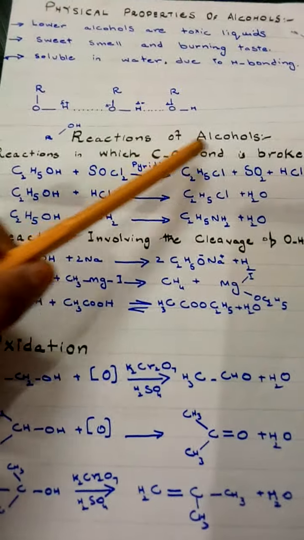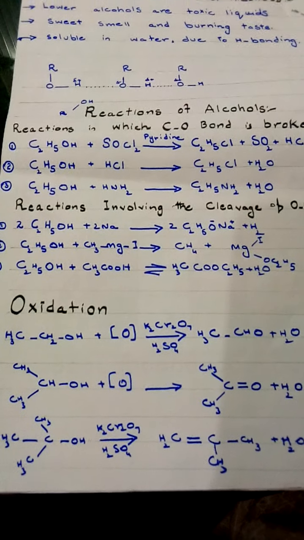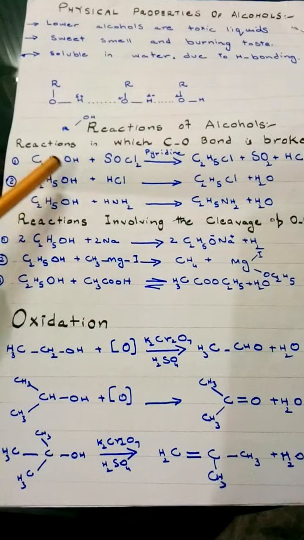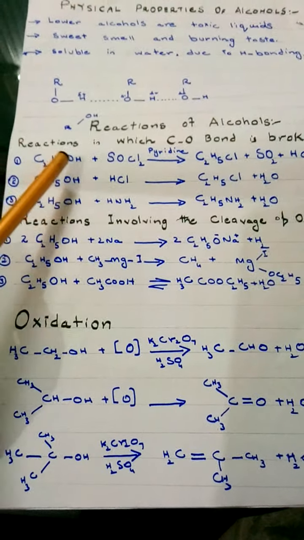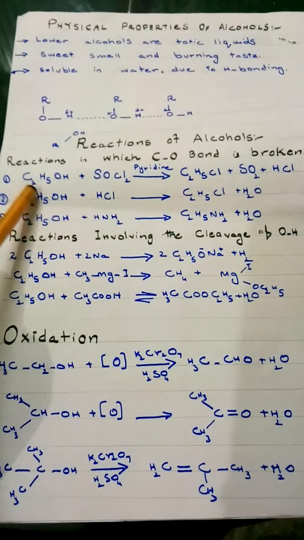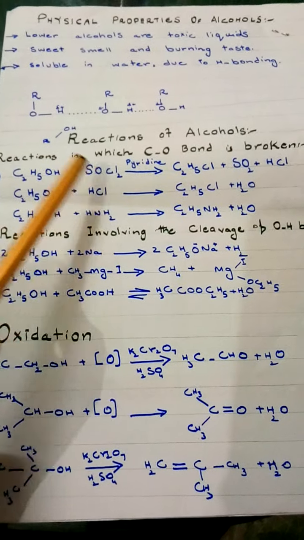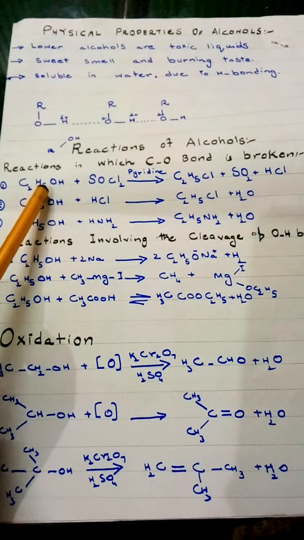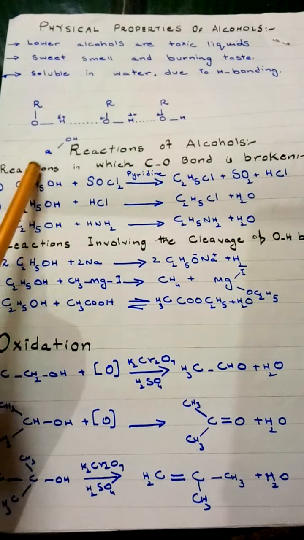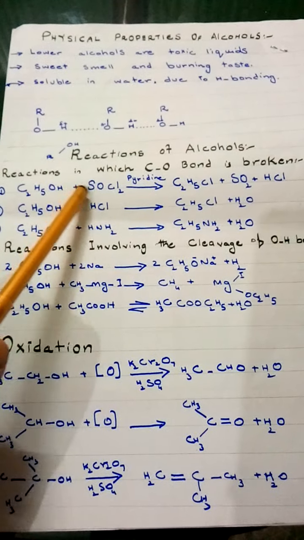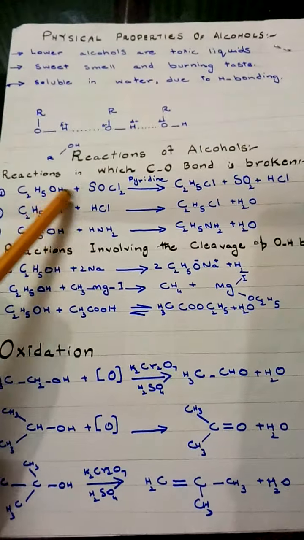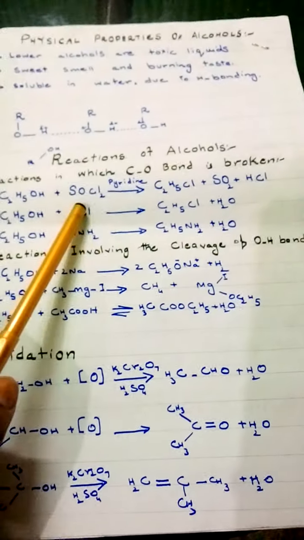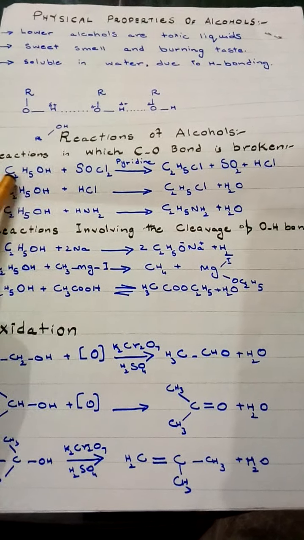Then we will move towards the reactions of alcohols. There are two categories of reactions of alcohols. First is reactions in which the C-O bond is broken. Those reactions in which the carbon oxygen bond of alcohol is broken, like this: ethyl alcohol plus SOCl2, thionyl chloride. When ethyl alcohol is treated with thionyl chloride in the presence of pyridine, then what happens? This carbon oxygen bond is broken. This OSOCl group is removed, and the incoming chloride ion will attach here, C2H5Cl, ethyl chloride, plus SO2 and plus HCl is formed. So what happened here? Here the C-O bond is broken.